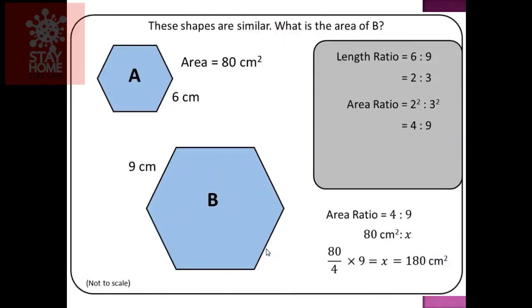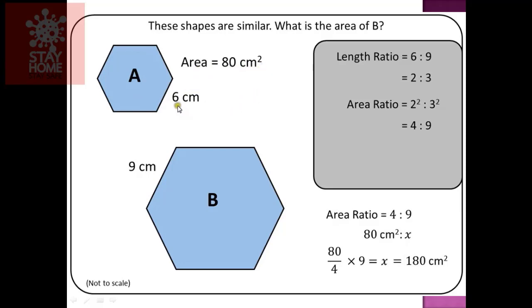Okay, now you can see here this shape. This is a polygon with 1, 2, 3, 4, 5 and 6 sides, so it is a hexagon. These shapes are similar. What is the area of B? A and B are similar, and we need the area of B. It is a regular hexagon, meaning all the sides are equal, 6 centimeters for A, and the area given is 80 square centimeters.